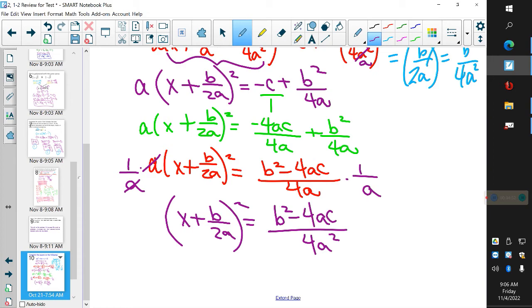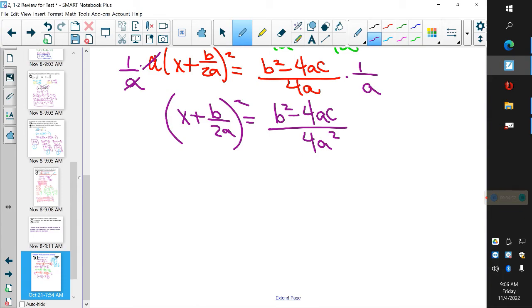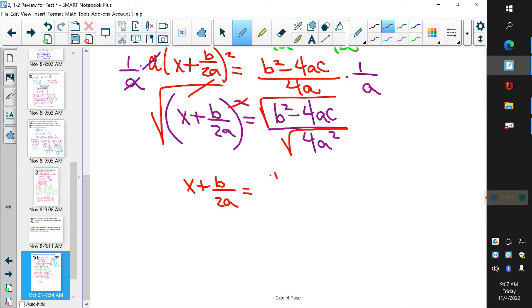Now what? You're not wrong, Michael. Proud of you. What do I do now? What do I do? I'm solving for x. Square root it. So this cancels out. I'm left with x plus b over 2a is equal to plus or minus the square root of b squared minus 4ac all over. The square root of 4 is 2. The square root of a squared is a. Now what?